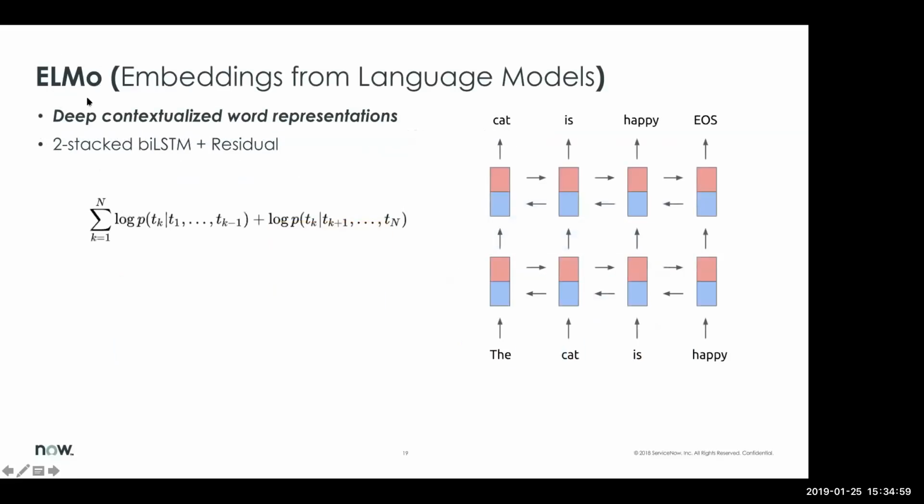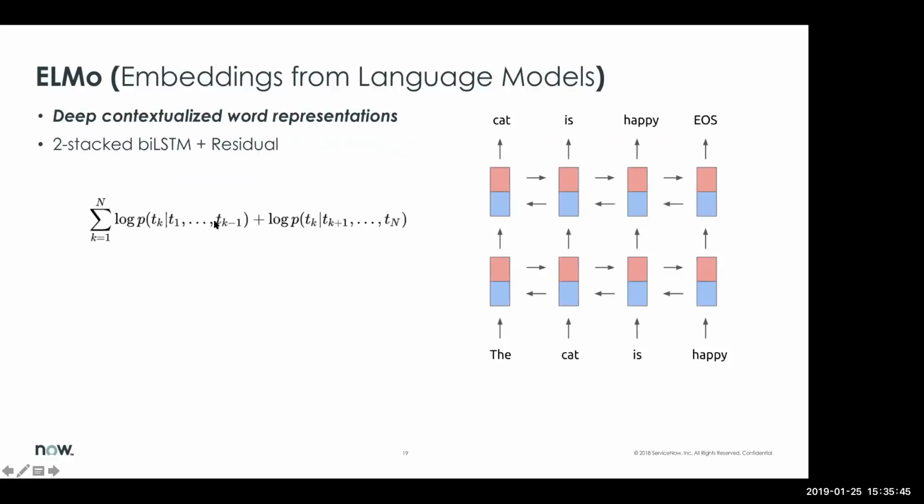So here comes Embeddings from Language Models, which is ELMo. The paper is Deep Contextualized Word Representations. The idea behind it is to utilize a two-stacked bidirectional LSTM and a residual network. The residual network is to make it more stable, because the residual has a functionality that can drop some parameters so that the model will not be so sensitive to the learning rate.